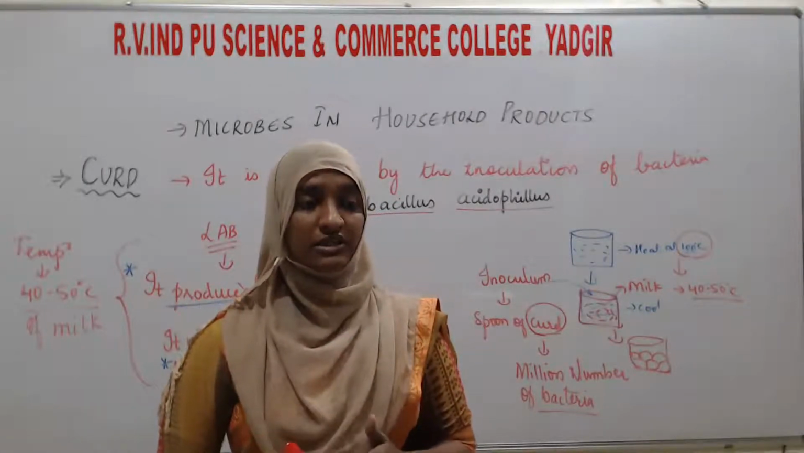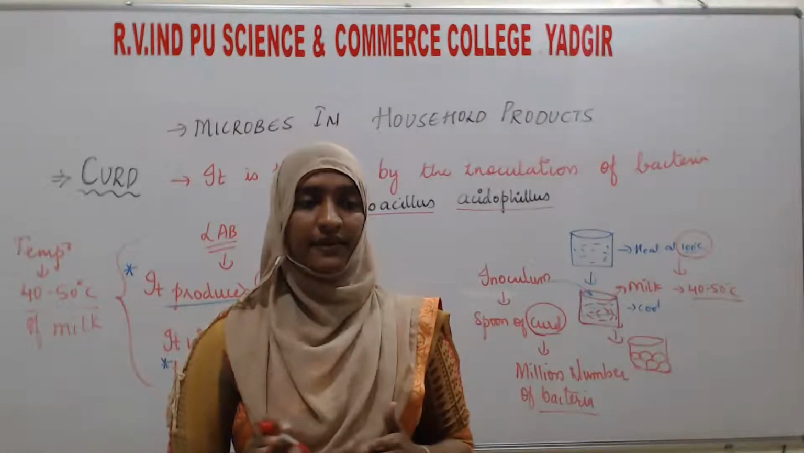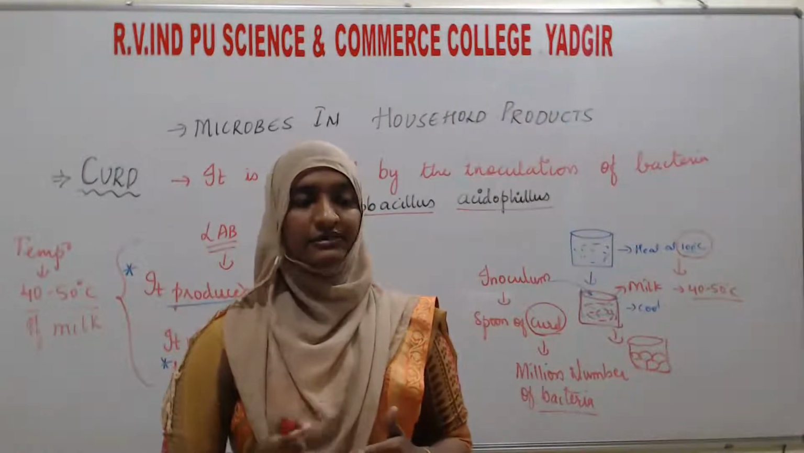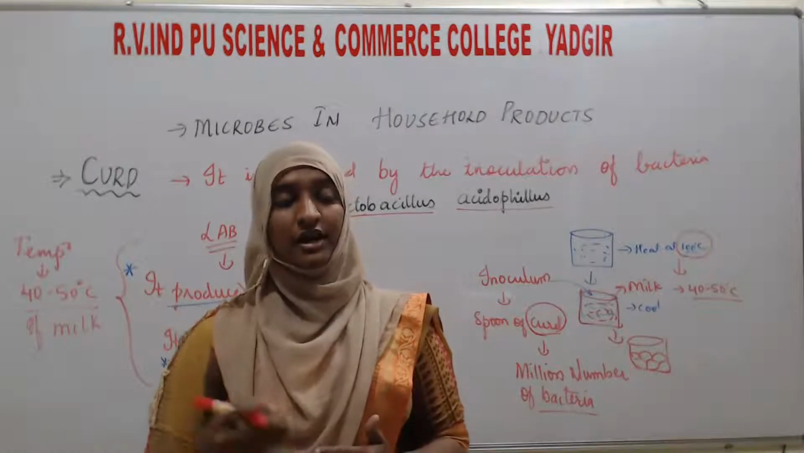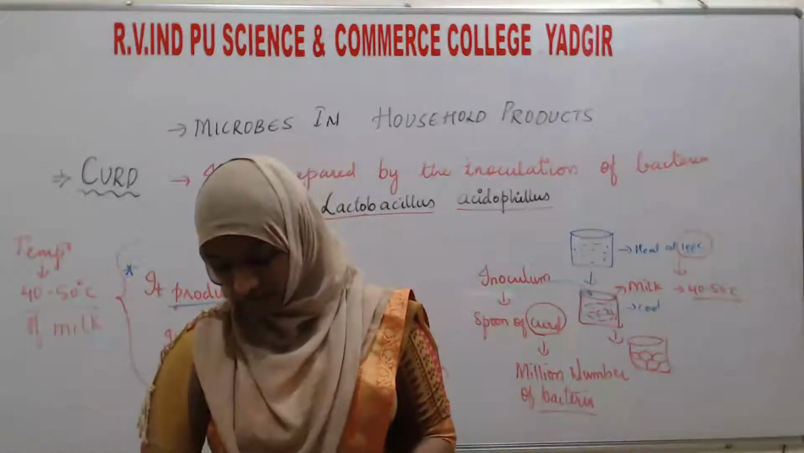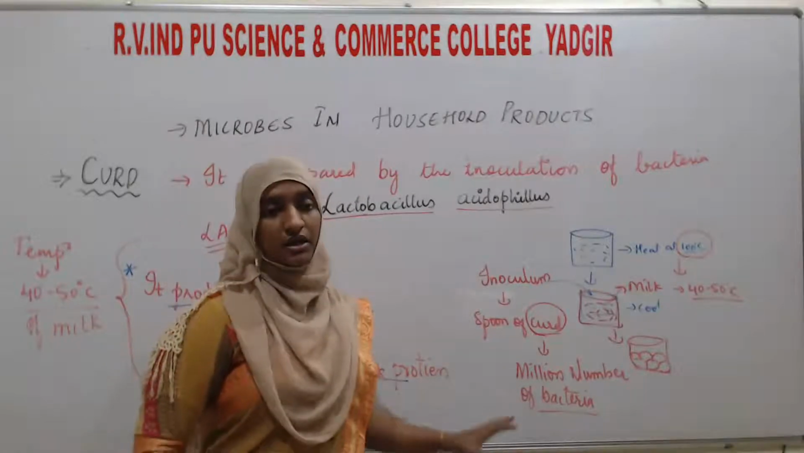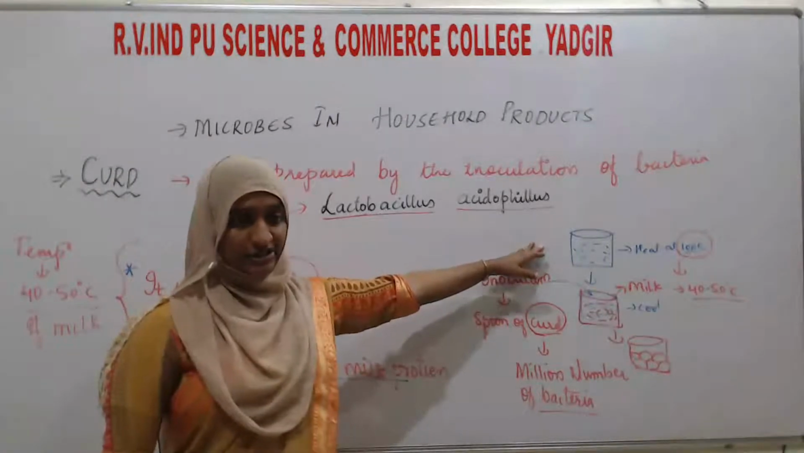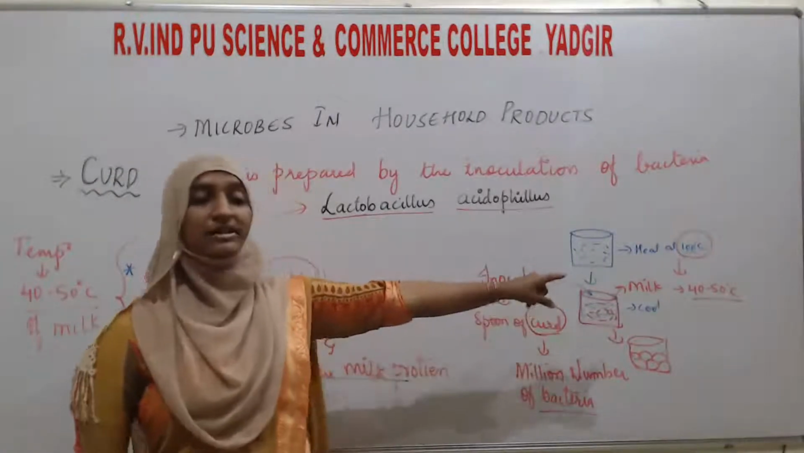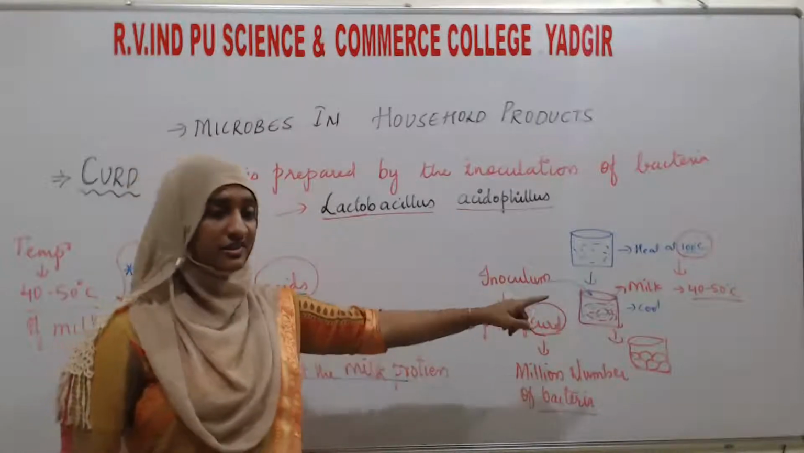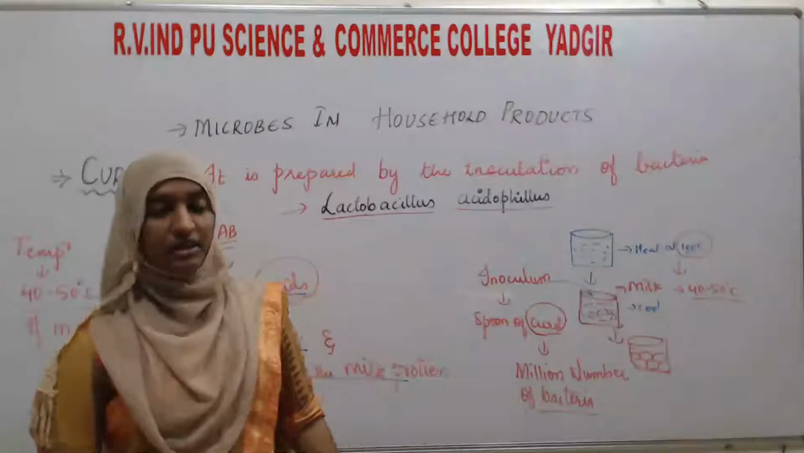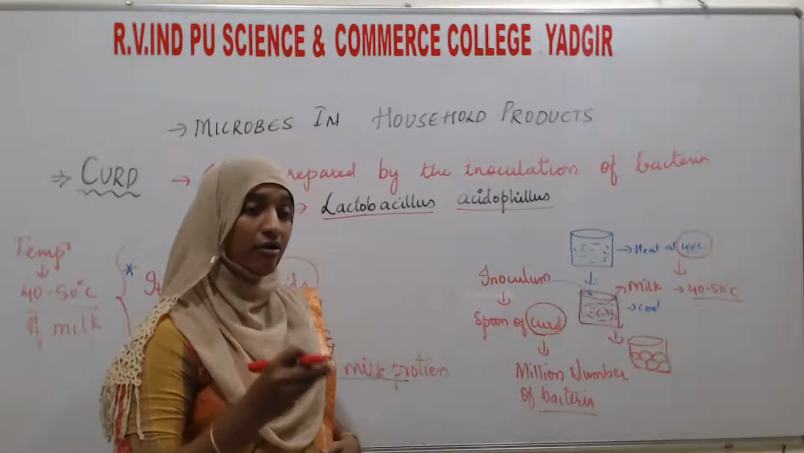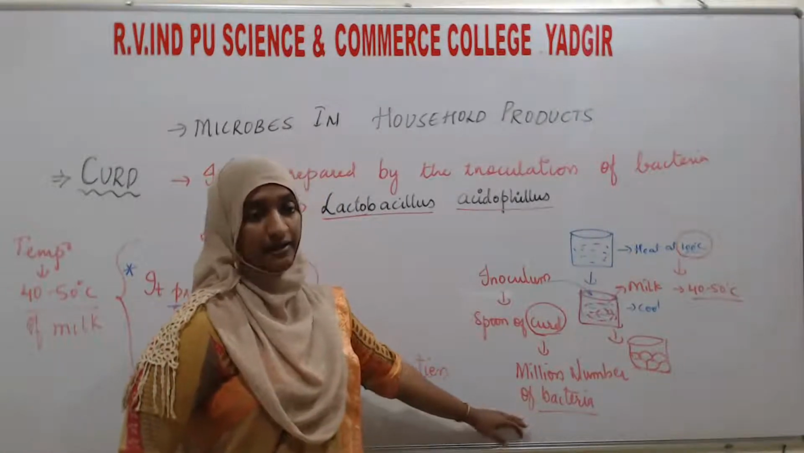If there is no production of acids, there will be no coagulation, and the digestion of the milk protein is not going to take place. So that is not the correct preparation of curd. So this is about the curd preparation. First heat the milk to 100 degrees Celsius, then let it cool. When the milk comes to 40 to 50 degrees Celsius, you can add an inoculum. Here the inoculum means the spoonful of curd. That curd will already have a million bacteria. What are the bacteria?